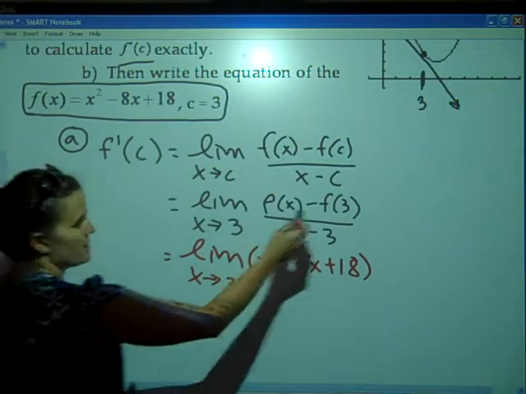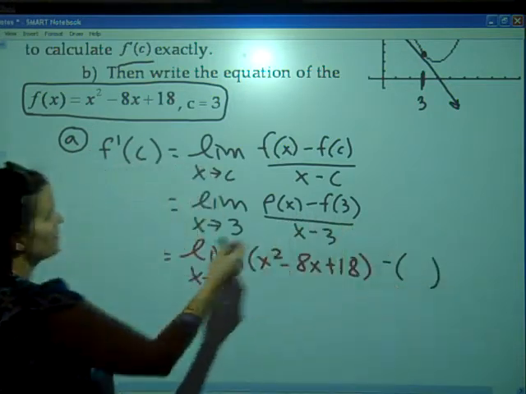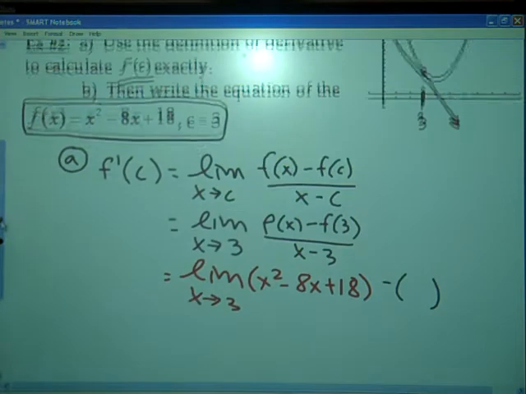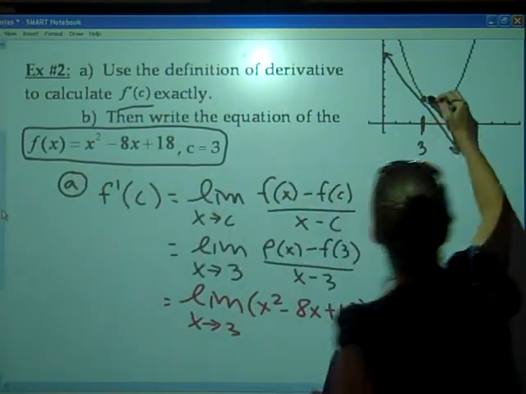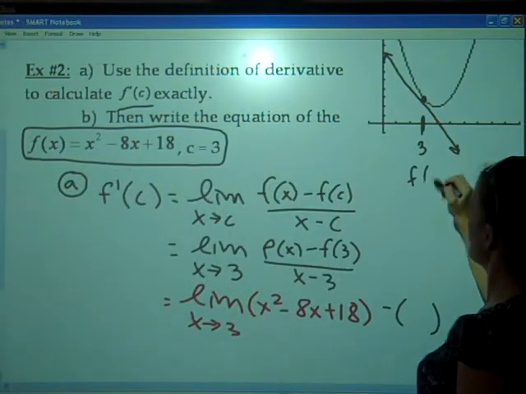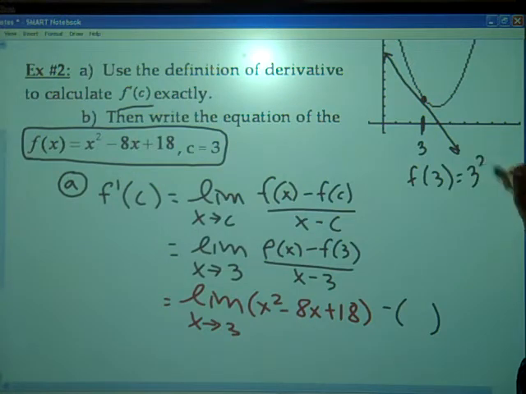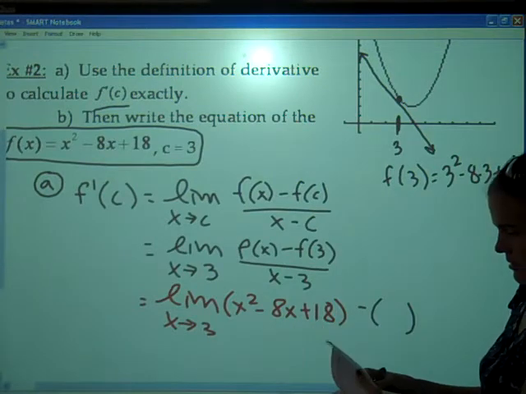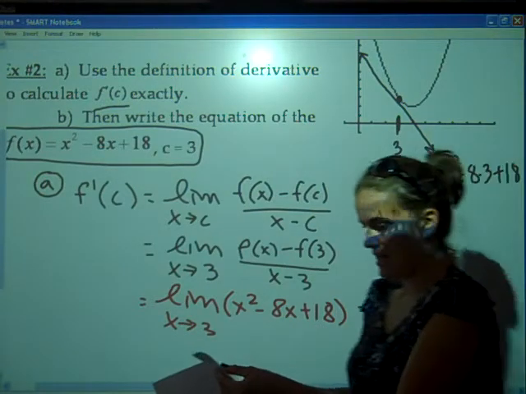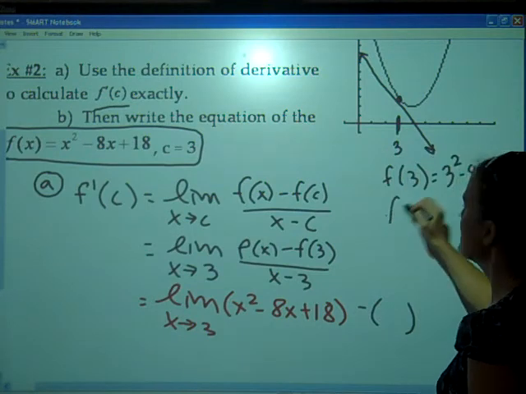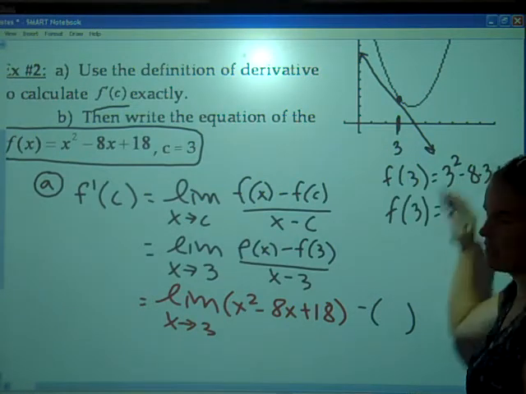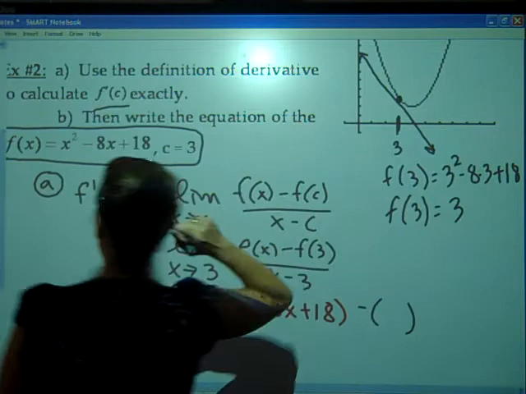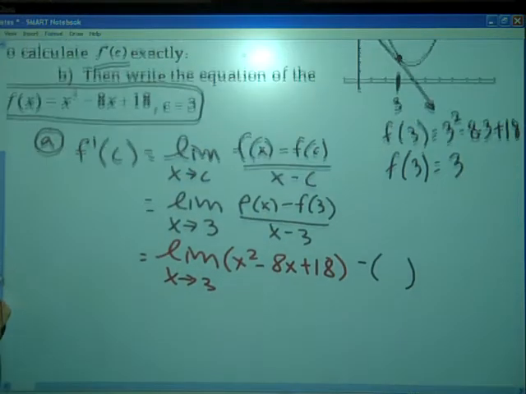And then this time we're minusing our f of 3. And f of 3 I don't think we ever found. So let's go ahead and do that. Let's figure out exactly where that dot is. So f of 3, or use your calculator if you need to. 3 squared minus 8 times 3 plus 18. Double check me on this. I think I got 3. Interesting. 2 random examples. They both happen to have the same input and output. Sorry about that. So f of 3 is 3.